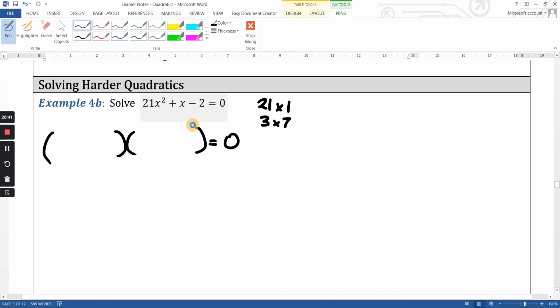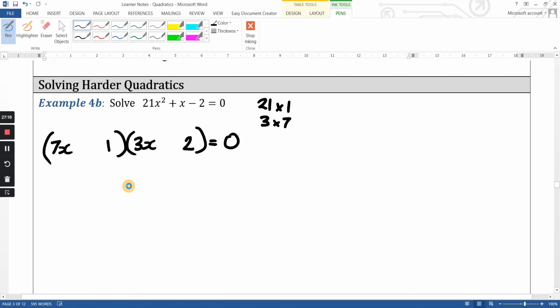I reckon, let me just try 7 times, I don't think it's going to be the 21 times 1, because it's not going to give me these numbers here, I don't think. So I'm going on a hunch and put a 7x here and a 3x here. Okay, and again, the only two numbers that multiply to give you minus 2 are 2 and a 1. So it could be 2 and a 1 like that, or could be a 1 and a 2 like that.